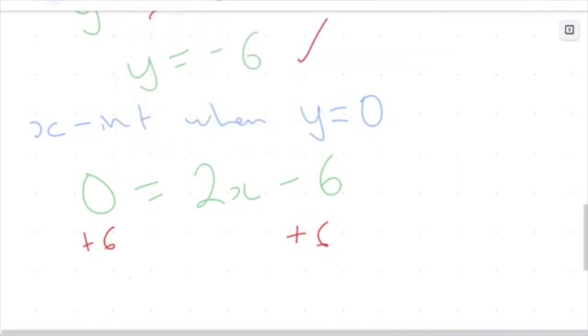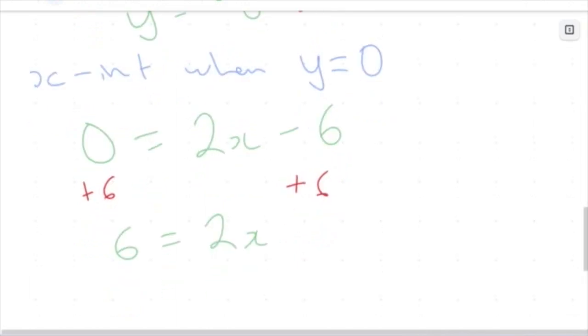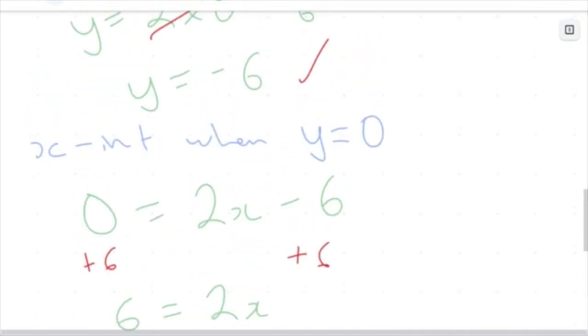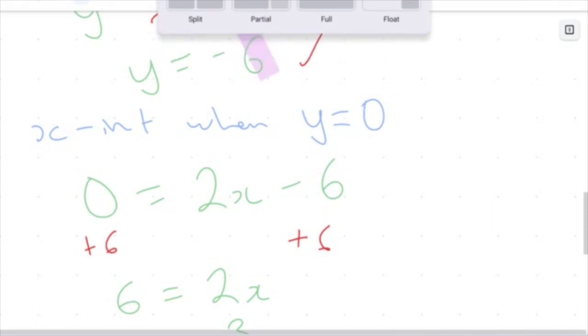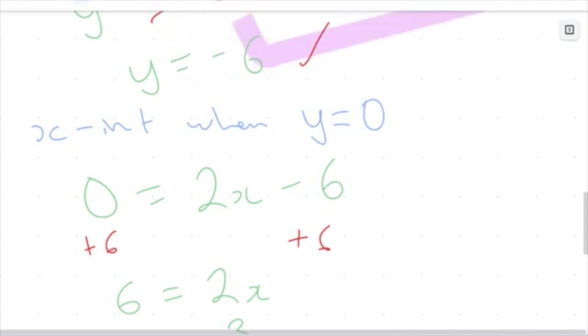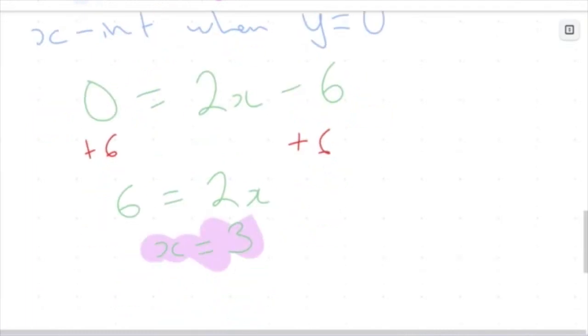So solving the equation, I can just add 6 to both sides to see what 2x would be. So I get 6 equals 2 times x. Now we just want to find what number multiplies by 2 to give me 6, and that number is going to be 3. So I found my y-intercept, and I found my x-intercept.